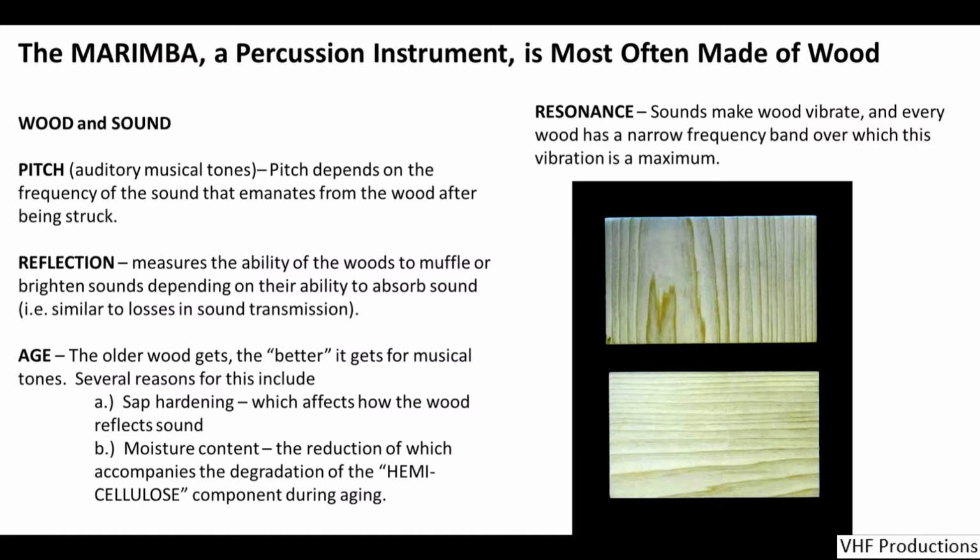Another property of the wood is the ability of the wood to either muffle or brighten a sound depending on the amount of sound that's absorbed in the material. In other words, a material where the amplitude decays very rapidly is absorbing the amplitude and will have a more muffled sound. Whereas a key that resonates for a long time, where the amplitude decays more slowly, will have a brighter sound, similar to the ringing of a bell.